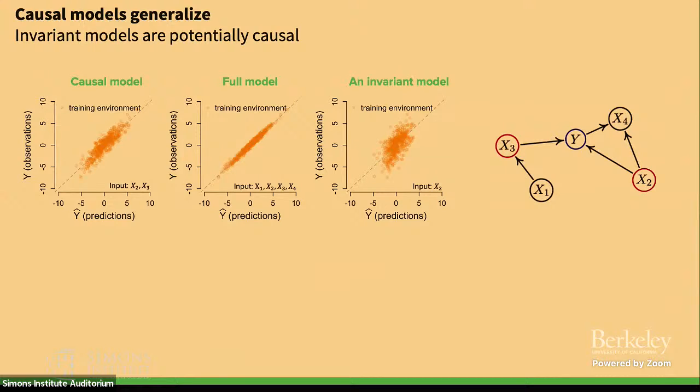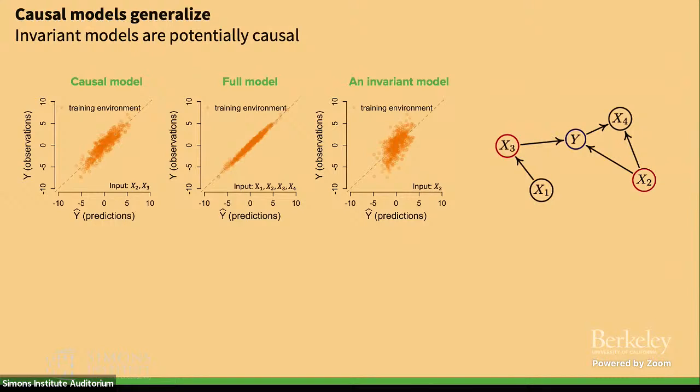So what are the three models we compare here? The first one is what we call the causal model, meaning that I just use the causal parents of y to predict y. In this example, this is x2 and x3. The second one in the middle is what we call the full model, meaning I use all available covariates to predict y. And the last one, which here I call an invariant model for reasons that will become clear later, I just use x2 as input.